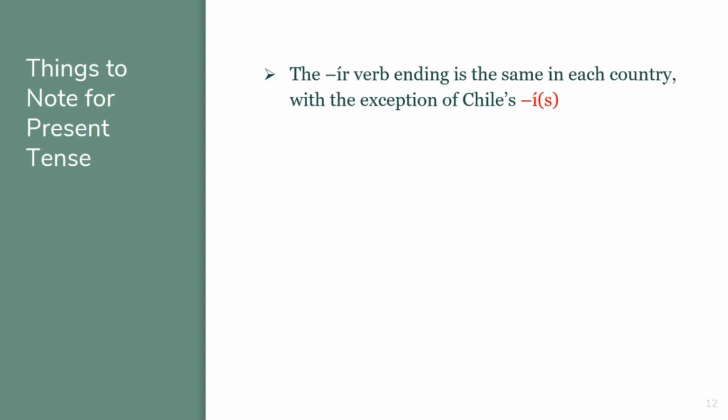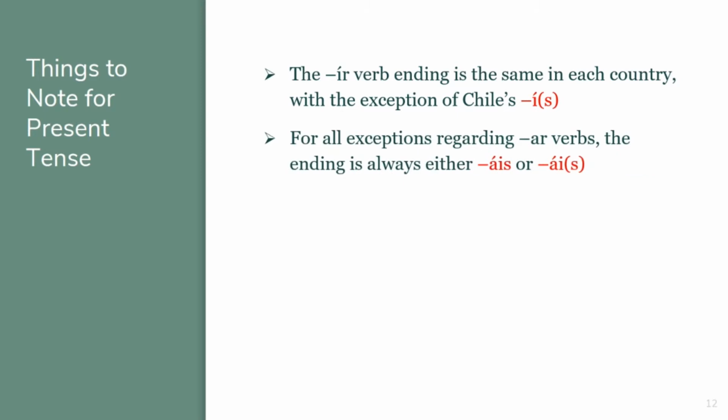Let's just kind of wrap that all up into a little bow, shall we? Things that you really should note for the present tense. With the IR verb ending, it's really the same in each country with the exception of Chile's í with a potential s. And then for all exceptions regarding AR verbs, the ending is always going to be either áis or ái. That á-i-s, or maybe no s. And remember, these are just the rules for remembering the exceptions. The rest of the time, it's going to be this plain and simple as, es, is ending.